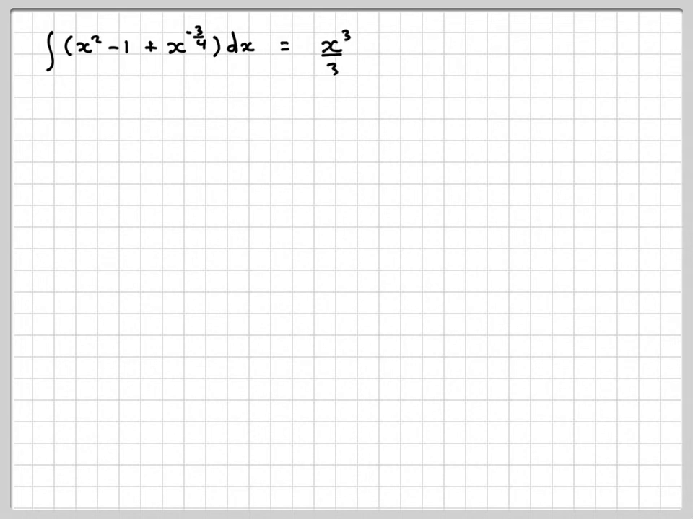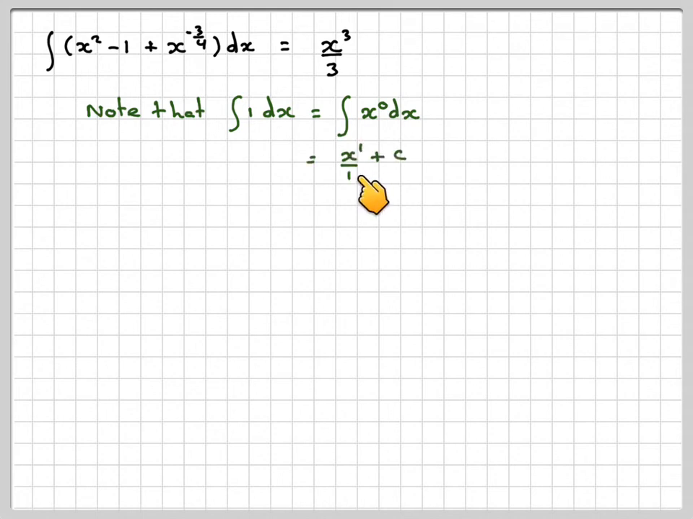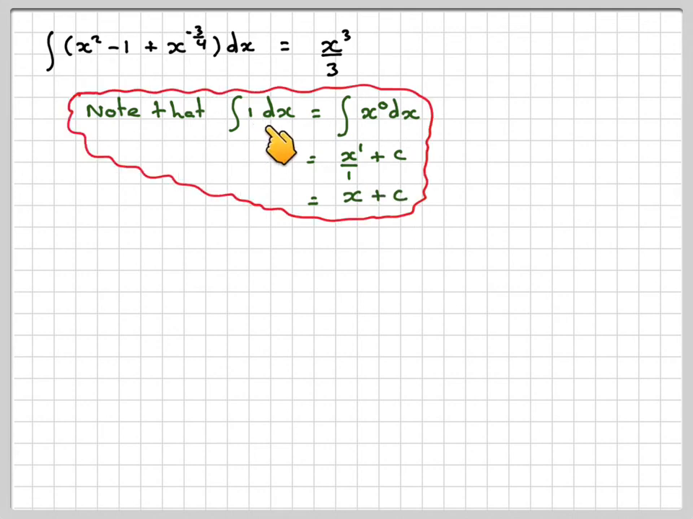So it'll become x cubed over 3. When you integrate 1, it's like thinking you're integrating x to the 0. So you add 1 to the power, divide by the new power, which is 1, which just gives you x. So when you're integrating a number, you just add in an x. So in this case, it's 1x. If it was 2, it would be 2x, etc.